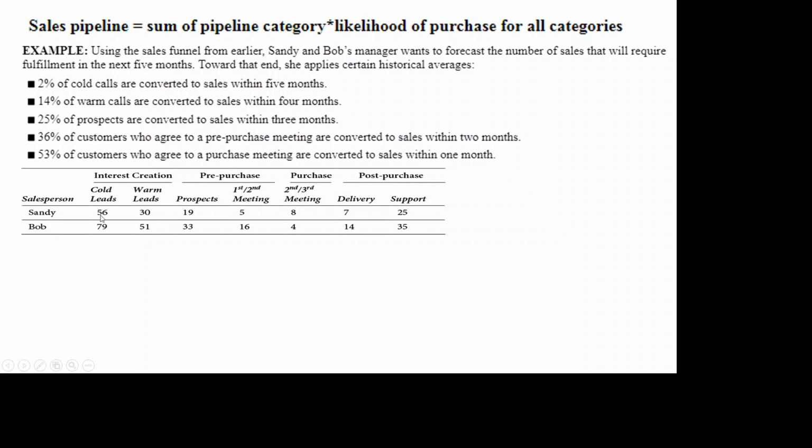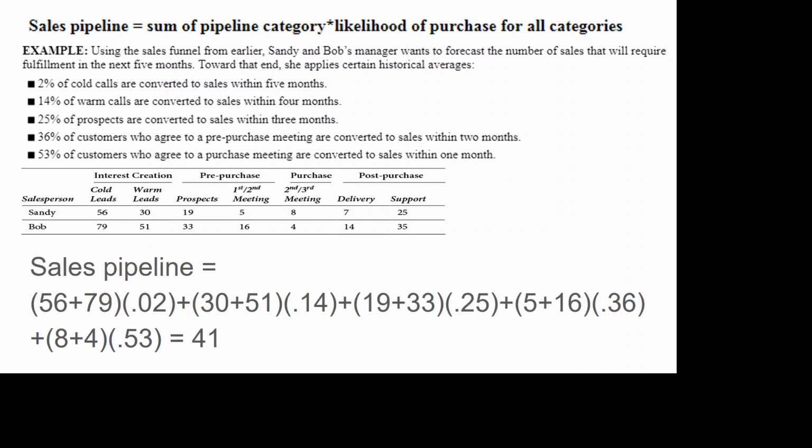So Sandy has 56 cold calls, 30 warm calls, 19 prospects, 5 who have agreed to a pre-purchase meeting, 8 who have agreed to a purchase meeting, and so on. Basically, we can develop a sales funnel and estimate or project upcoming sales. So it looks like this. We add up Sandy and Bob's total number of cold leads or cold calls and multiply that by 2%, because we know that 2% of cold calls become sales within 5 months.